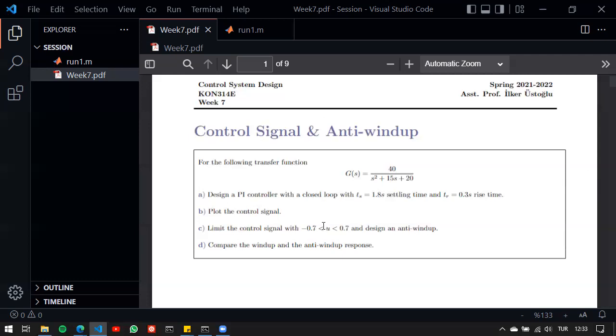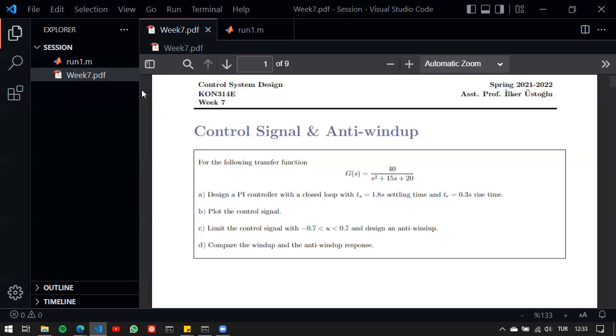Before we transition into that, we'll design a PI controller where the settling time and rise time are given. And then we'll look at the control signal, and then we'll apply a limit between 0.7 and negative 0.7. And we'll see what the effects will be and how we can maybe deal with some problems that could arise here. So let's start by designing the PI controller.